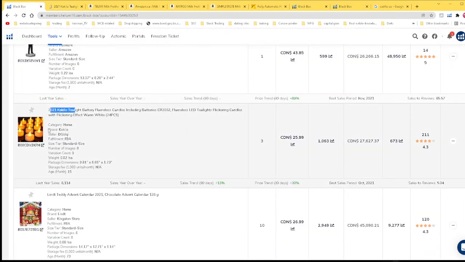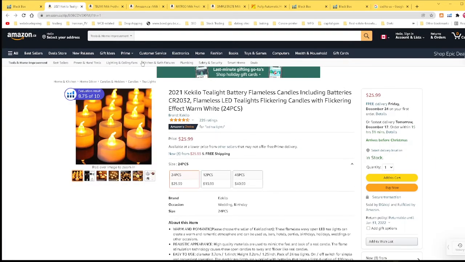Okay, this is another one, and this one was an LED candle, I believe. 211 reviews, 27,000 in sales, and BSR 1000, which is good. Price range is 25. Let's see what it is. Tea light battery flameless candle, including battery, LED light, 24 pack. Oh my goodness, it's so cheap for 24. How much would that cost?